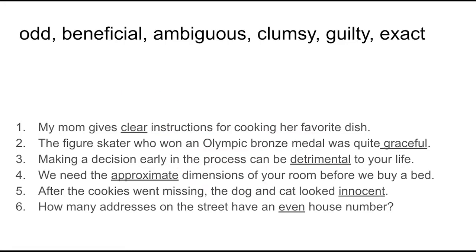Number 2, the figure skater who won an Olympic bronze medal was quite graceful. Okay, so here we want to say that the figure skater isn't graceful. So what's a word to describe that? The answer is clumsy.